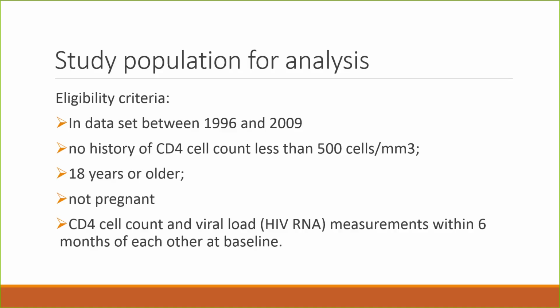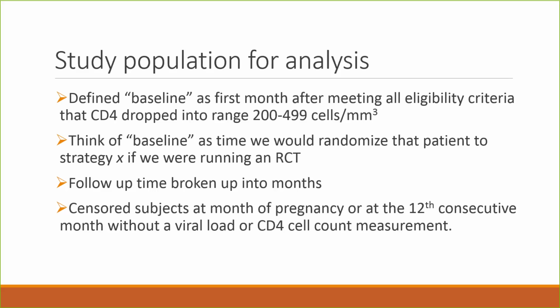They had no history of a CD4 cell count less than 500 prior to baseline, were 18 years or older, not pregnant, and had a CD4 cell count and viral load measurement within 6 months of each other at the time of baseline, where we defined baseline as the first month after meeting all of those eligibility criteria. That CD4 cell count dropped into the range 200 to 499.